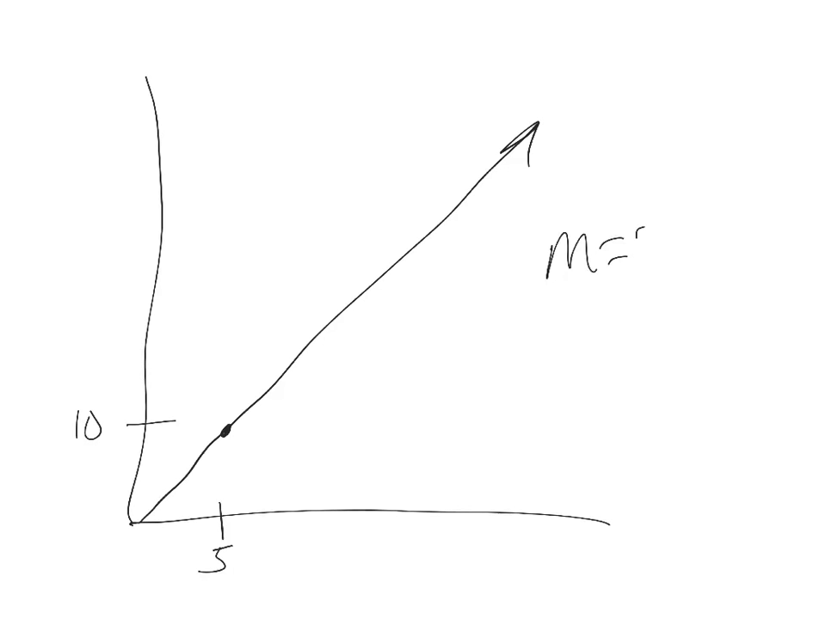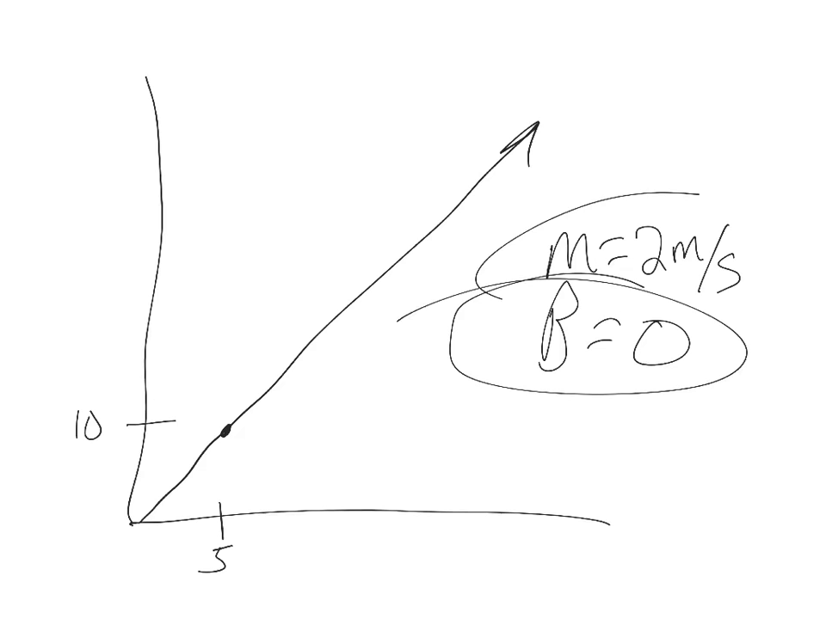The box below, the slope of this line is just going to be 2 meters per second, the speed, because it's a position versus time graph. The speed is the slope. And then the b value is going to be 0, because if no time has passed, he hasn't gone anywhere. So the y-intercept is 0.